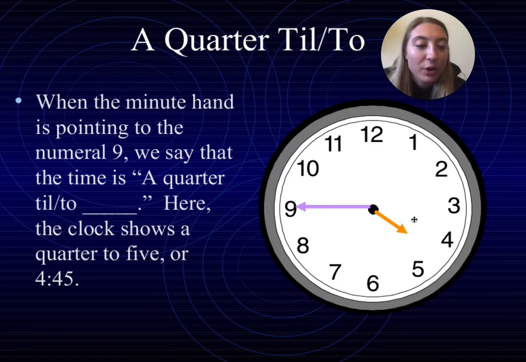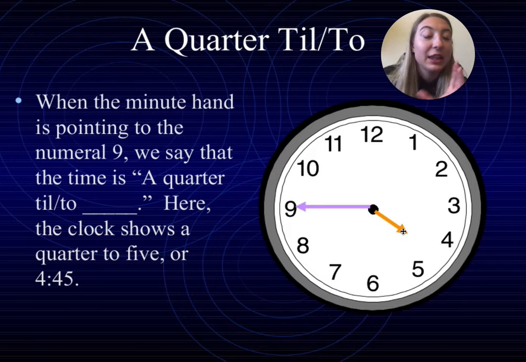So right here, this is where our hours are going to be a little different. I'm looking at my hour. Right now it says 4:45. So that would be a quarter till 5. It's 15 minutes till it is 5 o'clock. So right here, if it's on the 9, we say quarter till 5. But the clock shows 4:45. So we took 15 minutes away from our last hour.